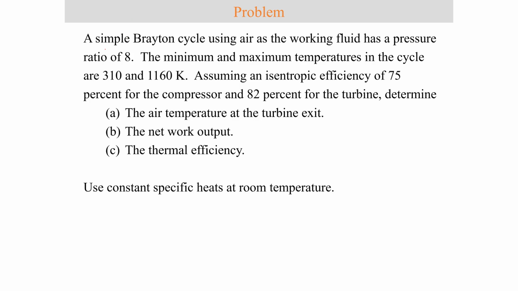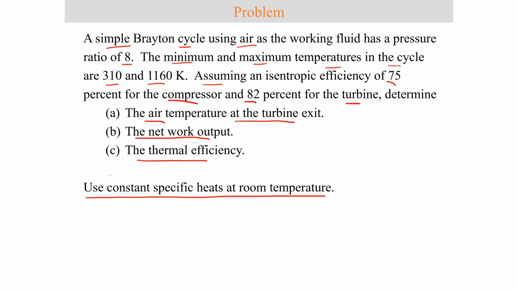An example problem. A simple Brayton cycle using air as the working fluid has a pressure ratio of 8. The minimum and maximum temperatures in this cycle are 310 and 1160 Kelvin. Assuming an isentropic efficiency of 75% for the compressor and 82% for the turbine, determine the air temperature at the turbine exit, the net work output, and the thermal efficiency, and use constant specific heats at room temperature.